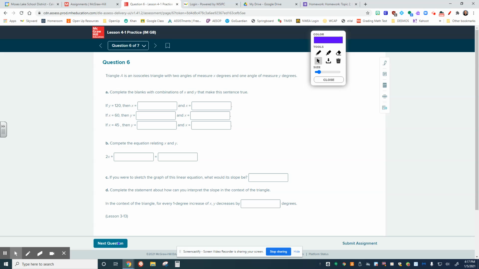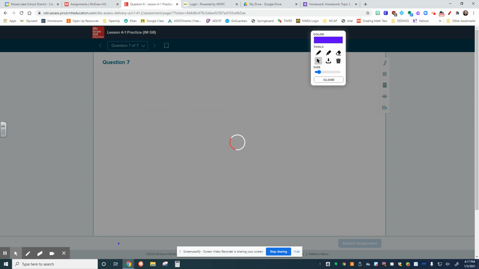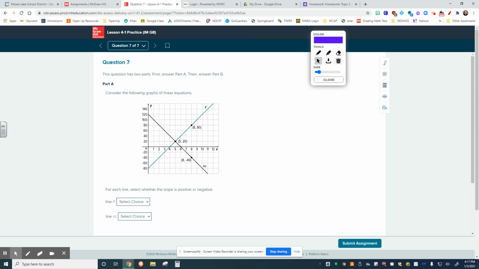Question 7 has, again, 2 parts. A lot of review on this one. We haven't seen a lot of this for a long time. This is really good stuff. It's on here for a reason. Question has 2 parts. First A, then B.